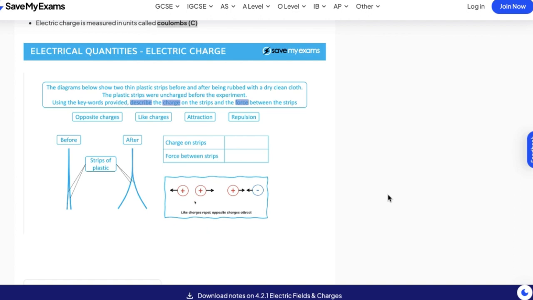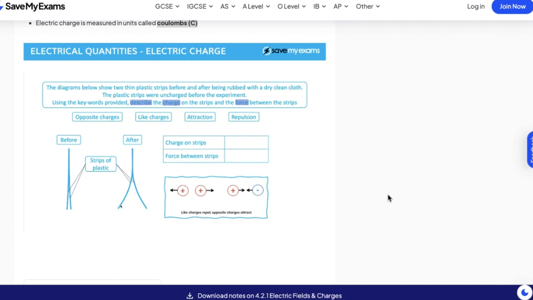So if we had two positive charges, they would be inclined to move away from each other, and unlike charges or opposite charges would tend to want to attract each other. So if we have a look at what happened, we've got the two strips here, they're quite close together, and after charging we can see that the strips have moved further apart.